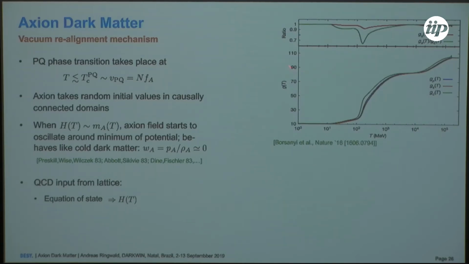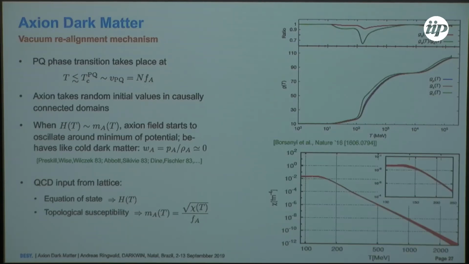Now, in order to make a solid prediction, you need QCD input from the lattice. First of all, the equation of state, and this has been determined recently to a very good accuracy in the temperature range relevant for the axion evolution, and also the topological susceptibility, which has also been calculated in the same Nature paper. Also to a very high accuracy, so the thickness of the line is the error bar in the determination. Before, one had only calculations using the dilute instanton gas approximation, which after all turns out not so bad. It gives exactly the same slope, but it gives a factor of 10 difference in the absolute normalization.